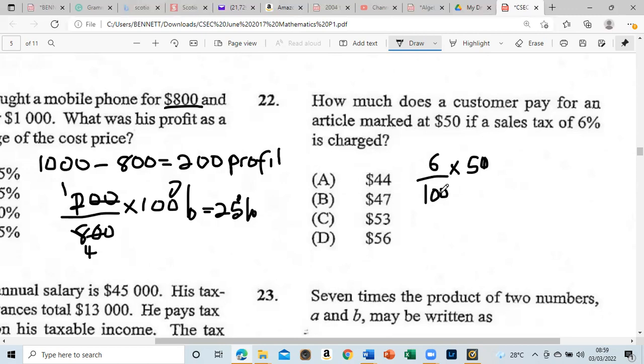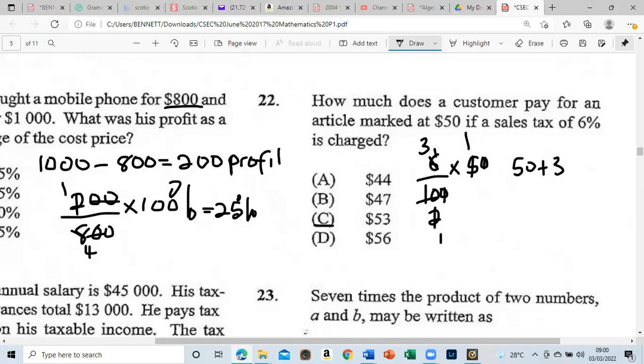5 into 50 is 10, 5 into this, 2, 2 into this, 1, 2 into that, 3. So it's a $3 increase. So 50 plus 3 is $53.